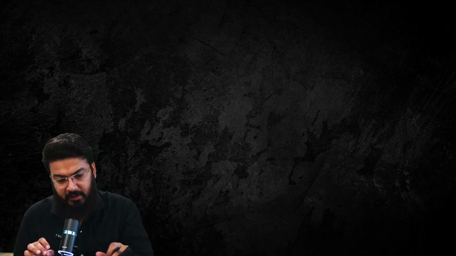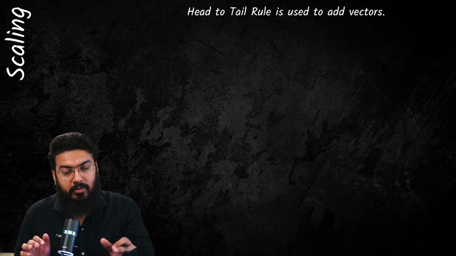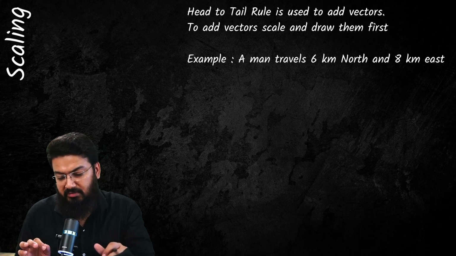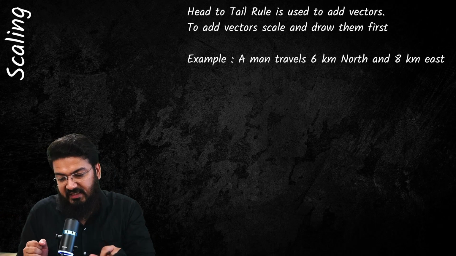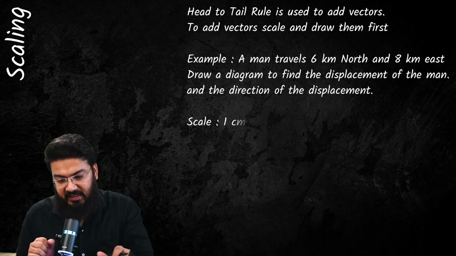In this video, I'm going to discuss how to use the head to tail rule to add vectors. The idea is very simple. The first thing that we need to do to add vectors is to scale a vector. So let's take an example. A man travels 6 kilometers north and 8 kilometers east, and you need to draw a diagram to find the displacement of the man and the direction.